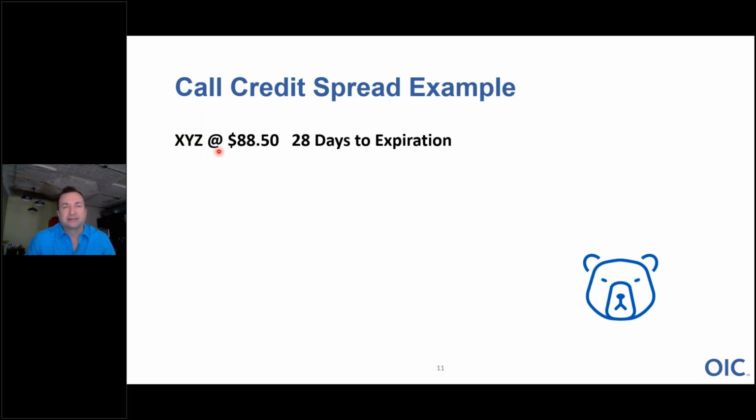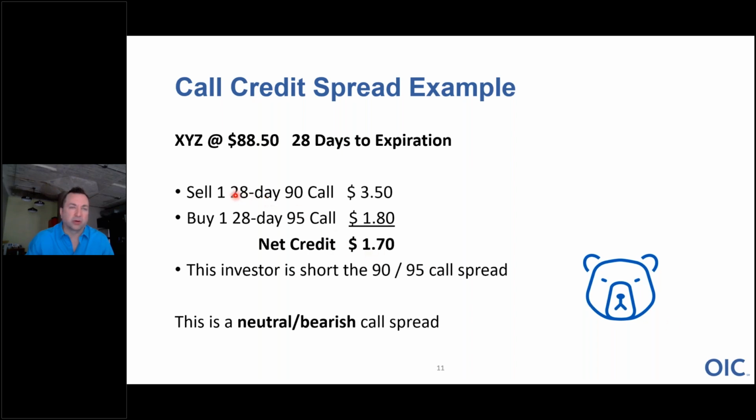But here's our example. Stock's at 88.5 with about a month left until expiration. And for whatever reason, you believe the stock might be sort of consolidating around this 88.5 level. Maybe it's going to go lower. So you have that neutral to bearish, certainly not bullish outlook on the share price.